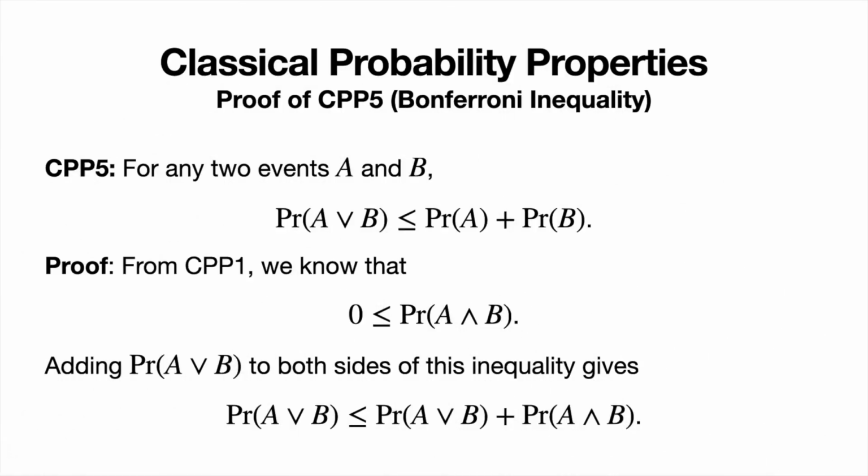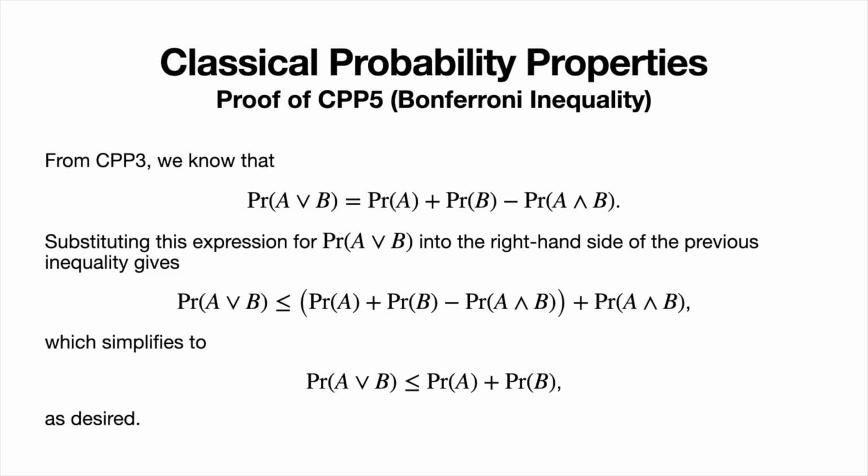Moving on, we'll prove property 5. Property 5 says that for any two events A and B, the probability of A or B is no more than the probability of A plus the probability of B. Now from property 1, we know that the probability of A and B is greater than or equal to 0. Let's add to each side of that inequality the probability of A or B. And so we get the inequality, the probability of A or B being less than or equal to the probability of A or B plus the probability of A and B.